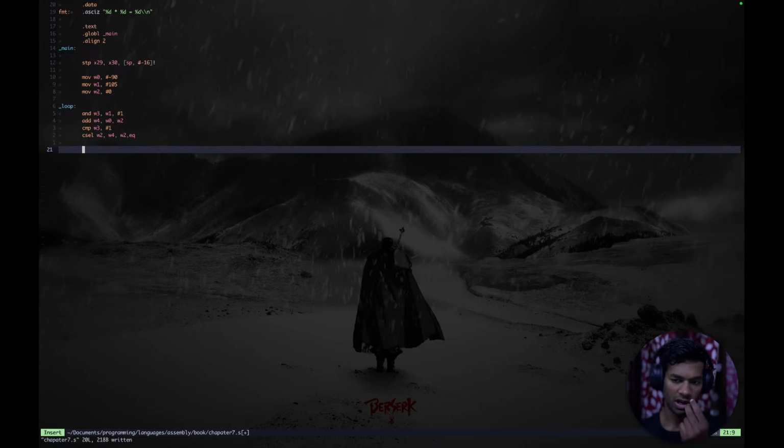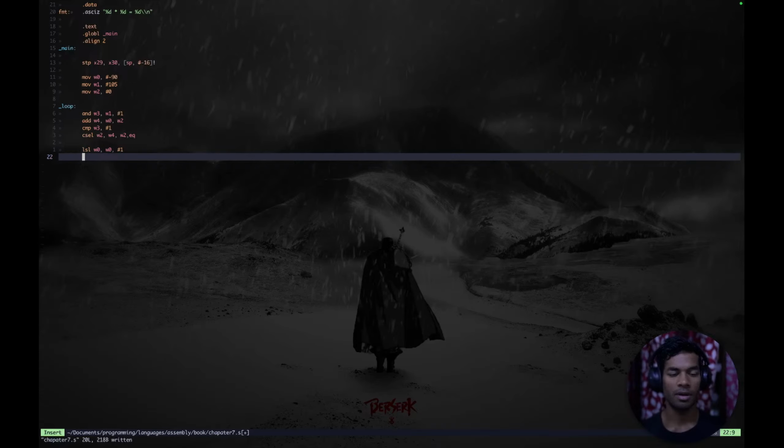Now, yep. After that, I would like to logically shift left the contents of the 0th register, save them in the 0th register by 1, and logically shift right the contents of the first register by 1 bit. Is that it?